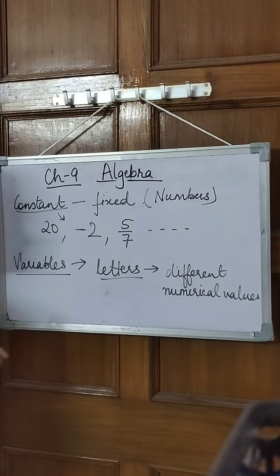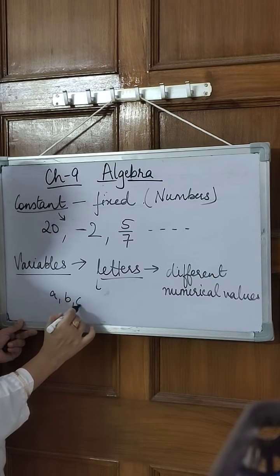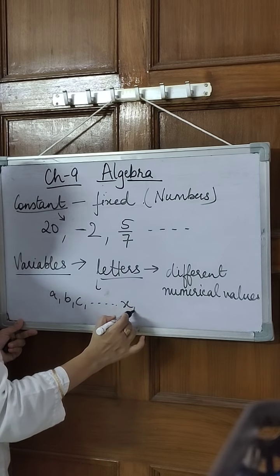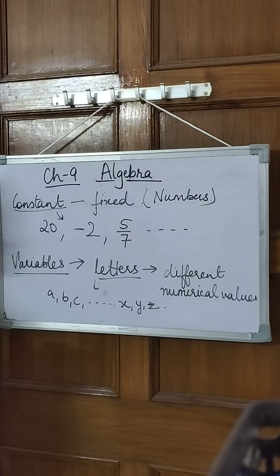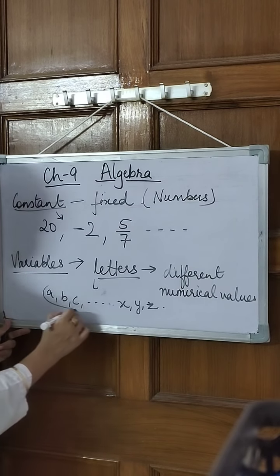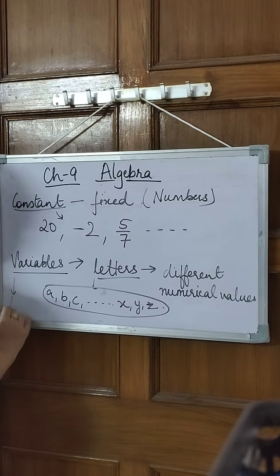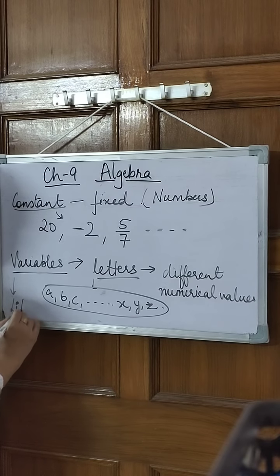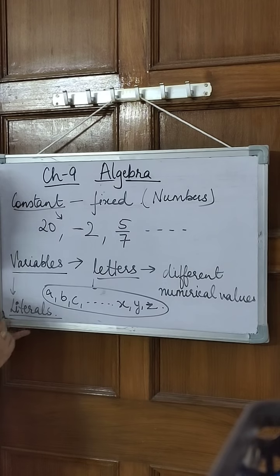Variables. And how do we represent them? We represent them as A, B, C or X, Y, Z. We represent them with alphabets. These alphabets are also known as literals. It's also a very important term. Everywhere we do not use the term variable, we use the term literals in its place.